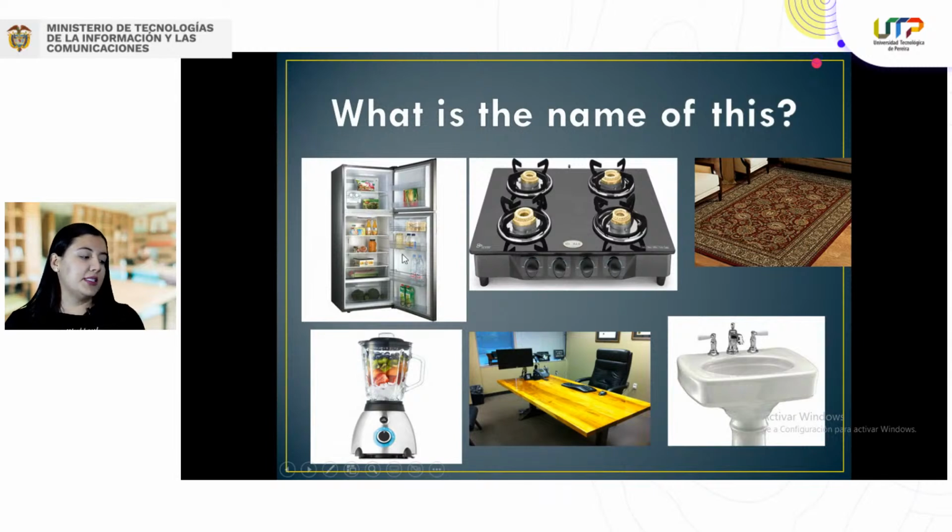Let's start with this one, okay? The first one, the first picture that we got there. That is this one.